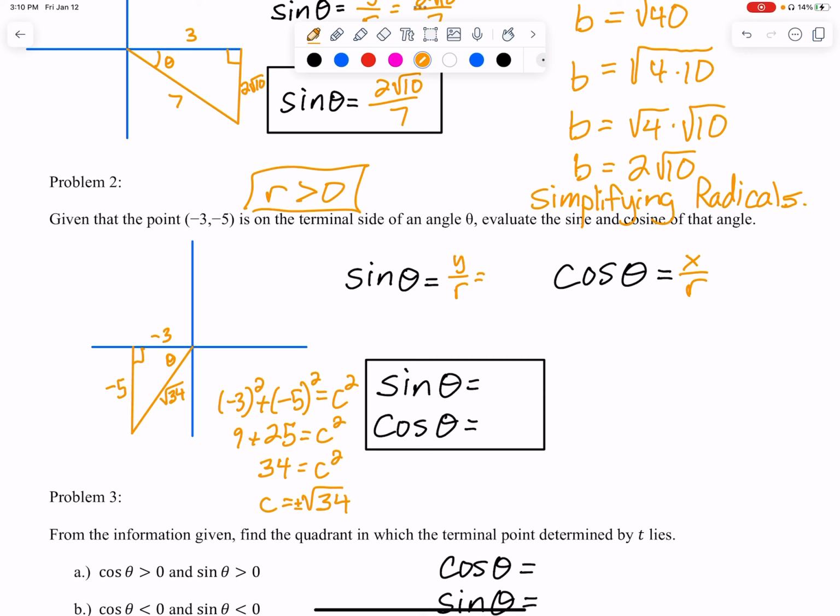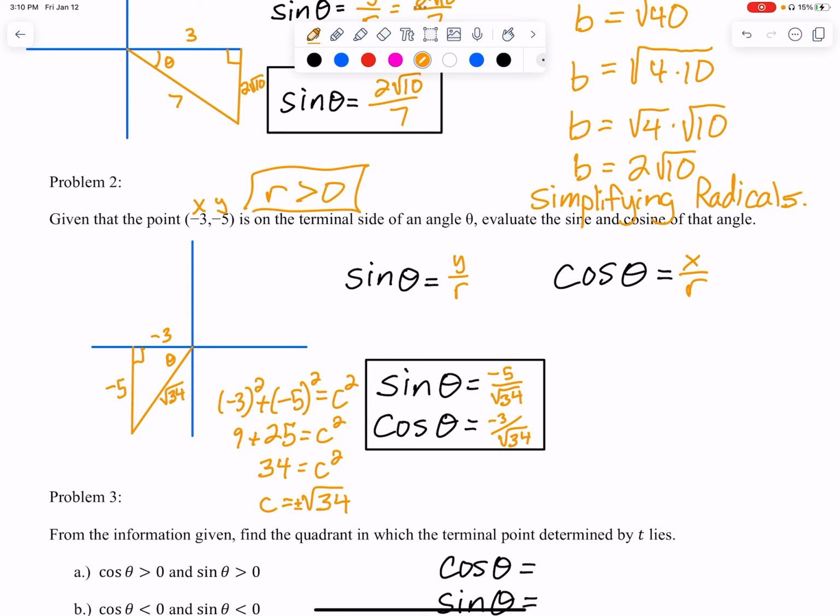Okay, so sine is y over r. So it's going to be negative 5 over the square root of 34, right? And then cosine is going to be your x over r. So that's a negative 3 over the square root of 34. We're done. They just wanted the ratios given that. So if they give you a point, put the point in the quadrant, wherever it's at, and draw a triangle and label it. Remember, these are x's and y's.